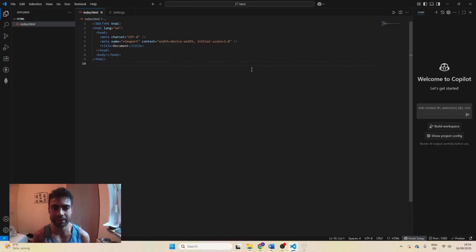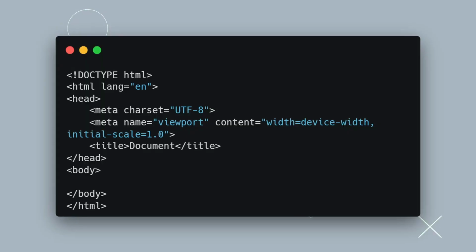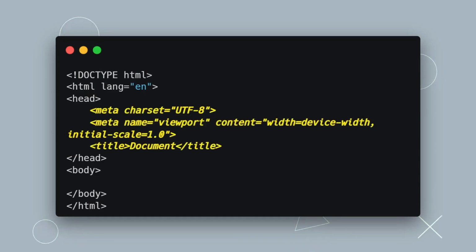So now you know what HTML is, what it is used for, and how to set up your first project. Today we'll learn the structure of an HTML file. Every HTML file follows the same basic skeleton. And here it is. Doctype HTML tells the browser this is an HTML file. HTML wraps the entire page. Inside head, you put metadata like title, styles, and scripts.